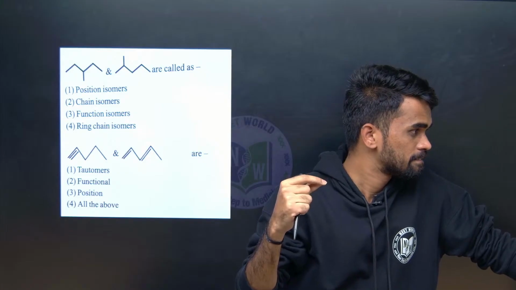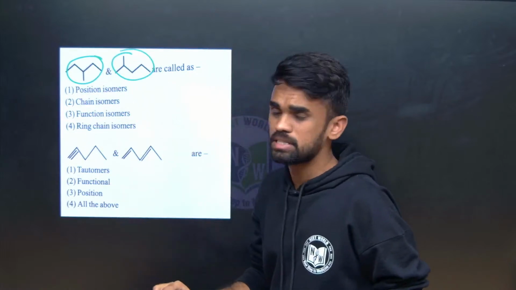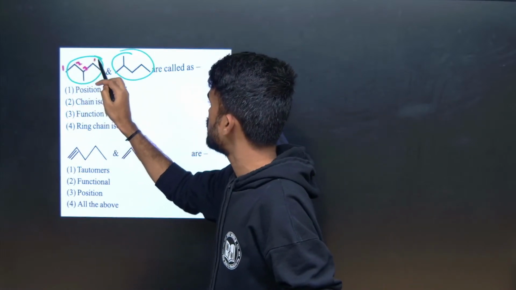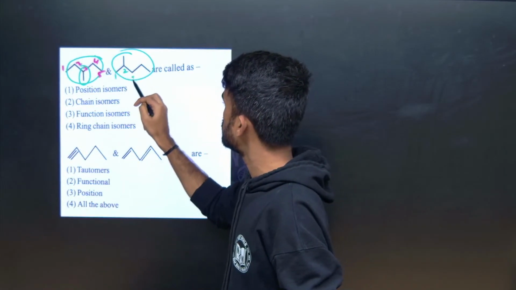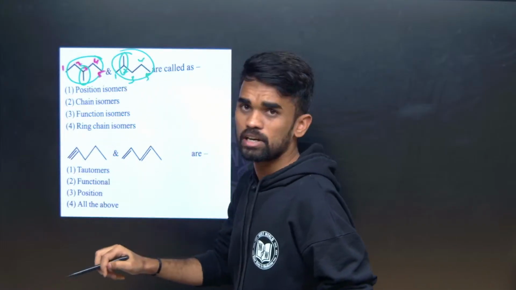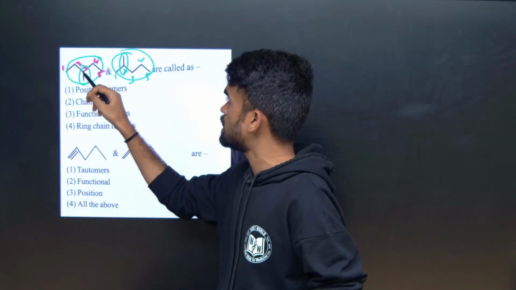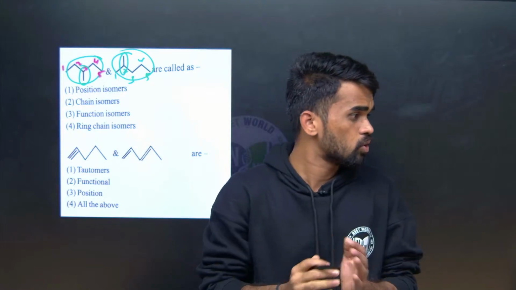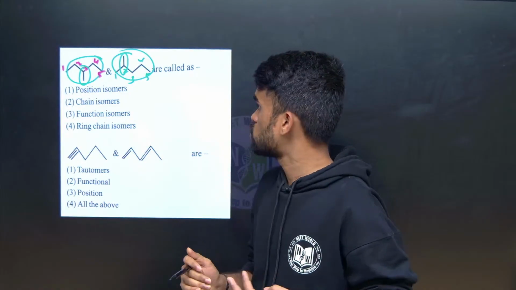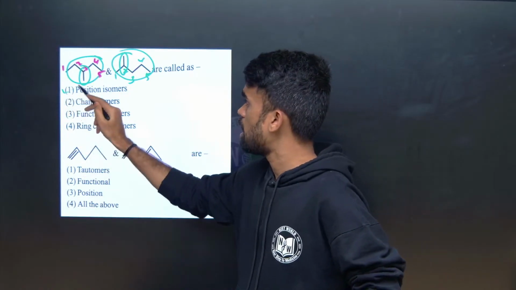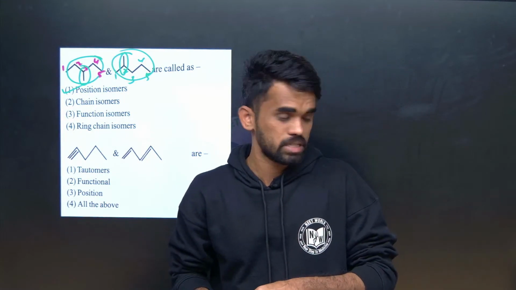Now tell me, what is the name of these two compounds here? Just look into this. How many carbons are there? 1, 2, 3, 4, 5. At the third position we have a methyl group, and here 1, 2, 3, 4, 5, at the second position we have a methyl group, but the parent chain has the same number of carbons. So the alkyl group position is different in the first case and the second case. They differ in the position of the substituent, so we can say these are positional isomers. Hope it is clear.